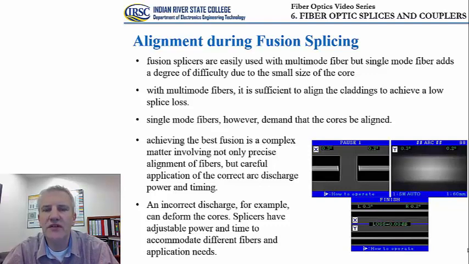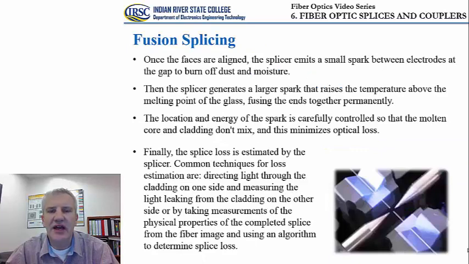So you have to be familiar with the fusion splicers that you're going to be operating, not only perform blind fusion splicing without really understanding how the whole fusion splicing is performed and what the capabilities of your fusion splicer are. As I said, adjusting the power and the time would result in much higher quality of the fusion splices that you're going to be performing out in the field. So once the faces are aligned through some sort of alignment mechanism, the splicer is going to emit a small spark between the electrodes at the gap to burn off dust and moisture.